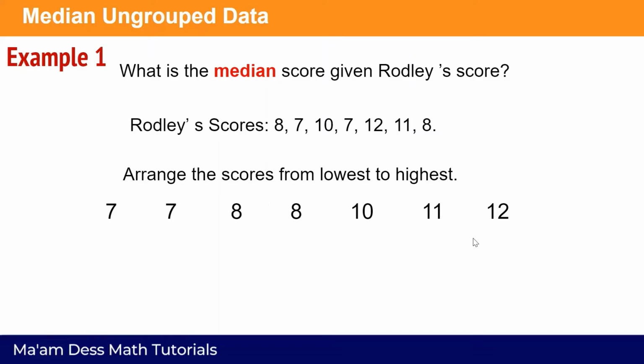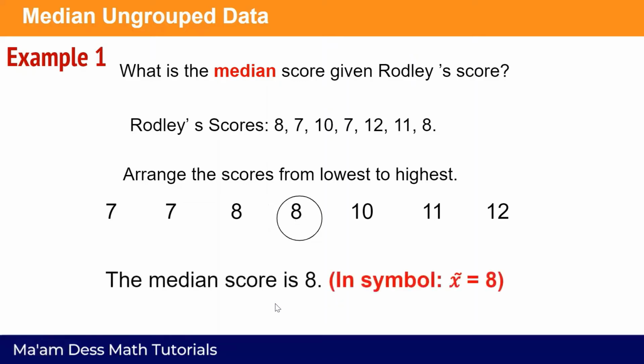So let's find out. So we have 8. So yung nasa gitna po. So yung middle. So it is easy to identify if we have an odd number of scores. The median score is 8. So in symbol, we have x tilde is equal to 8, or the median is equal to 8.